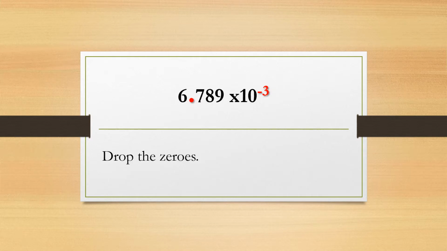And you just rewrite it to look pretty. You drop the zeros. See, there were zeros up here in front of the 6. We dropped those. So 6.789 times 10 to the negative 3.